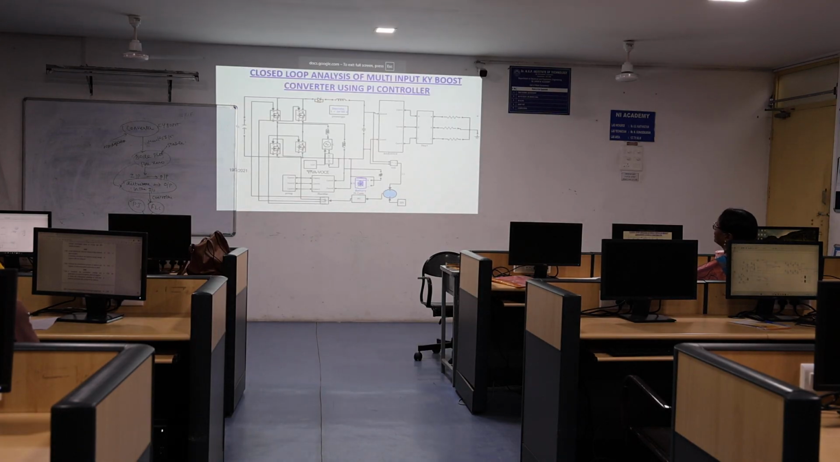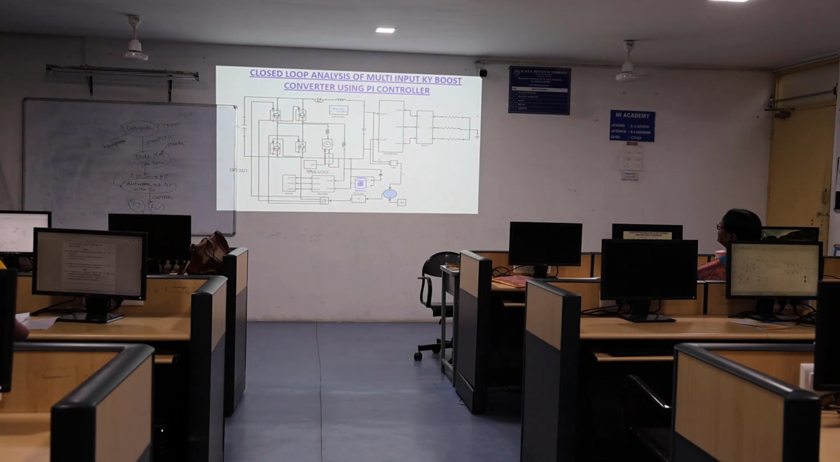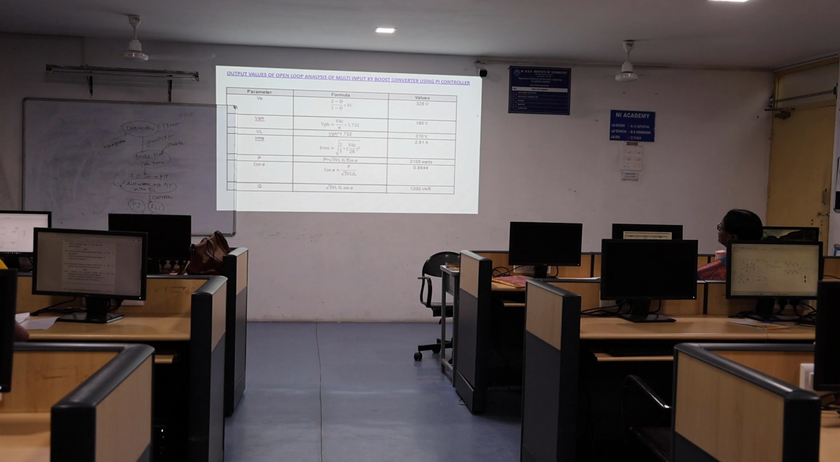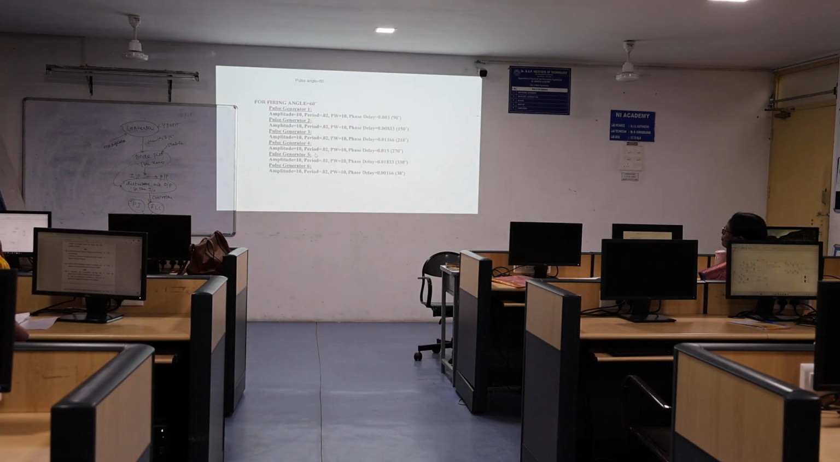So you just see, this is under transient condition. We have checked all the responses. Then using the PI controller, it got settled. Then we have observed all this voltage: output voltage, phase voltage, line voltage. It's all very normal formula only. We have been checking with our output. Then we use the fuzzy logic controller.